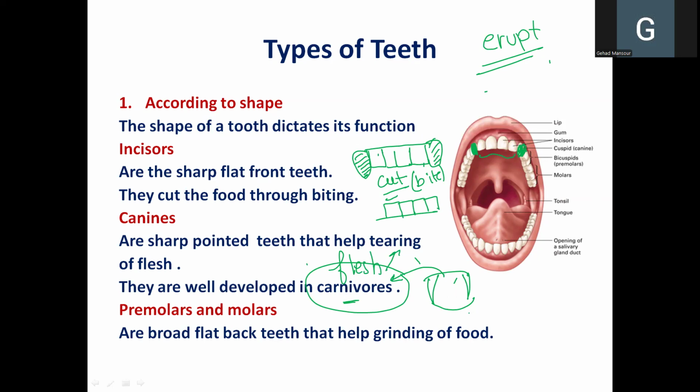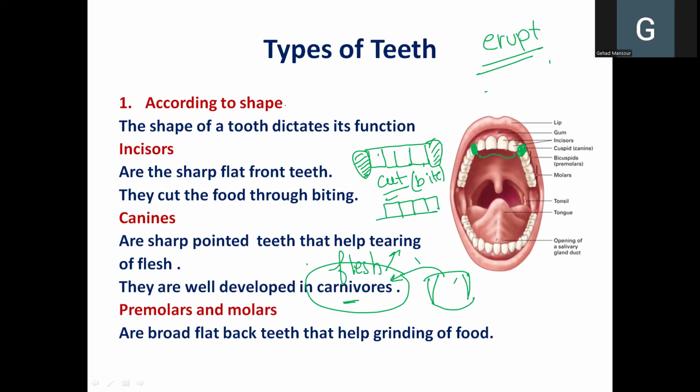Of course, you might have seen a cat or a lion or a tiger detaching meat from a piece of bone, or detaching meat from a dead animal, and how this occurs mainly via the canines, which are the most prominent teeth in the mouth of such carnivores.